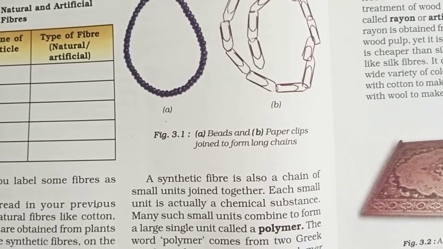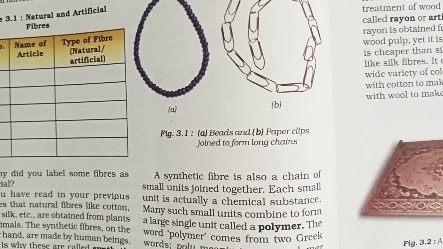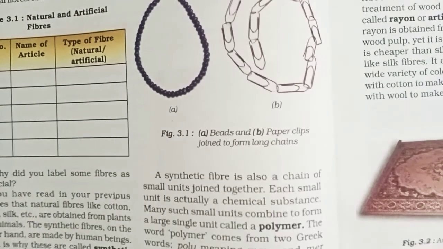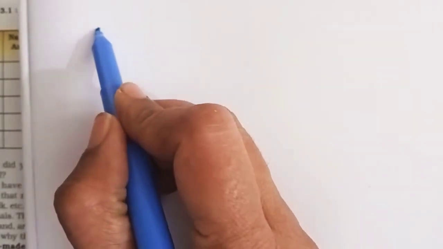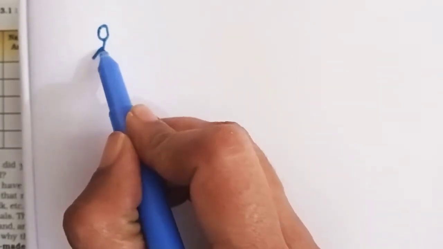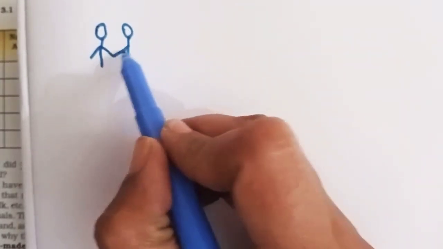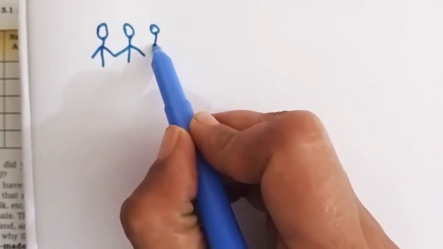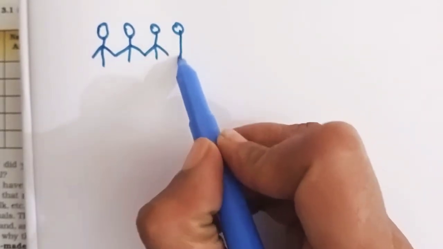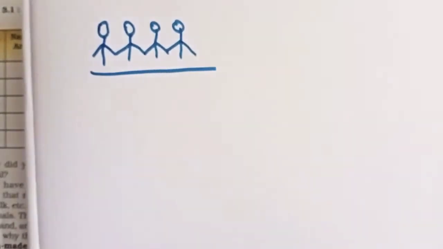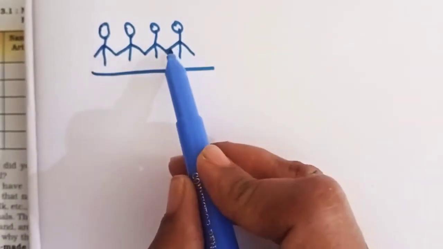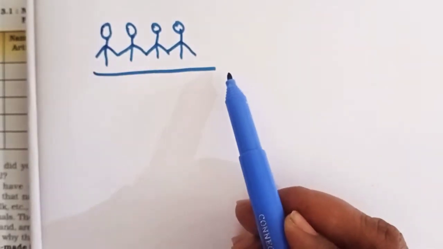Okay, so how are these synthetic fibers formed? There are so many small units. For example, if you have a small unit like this, just for example, so many such similar units are joined in this fashion. Small parts are joined together to form a large chain which is called a polymer.